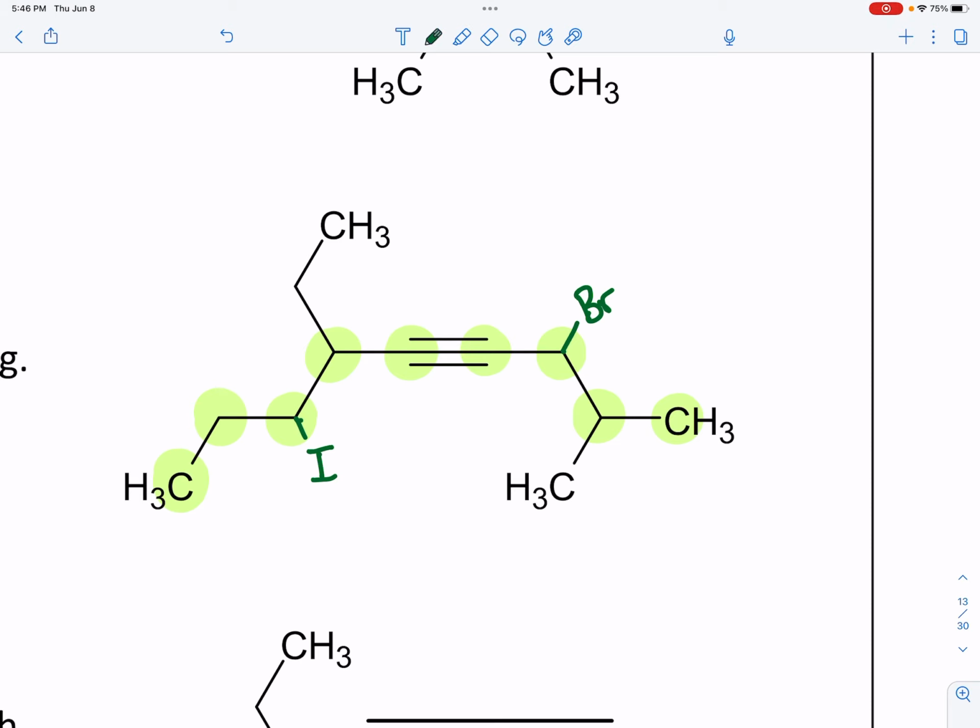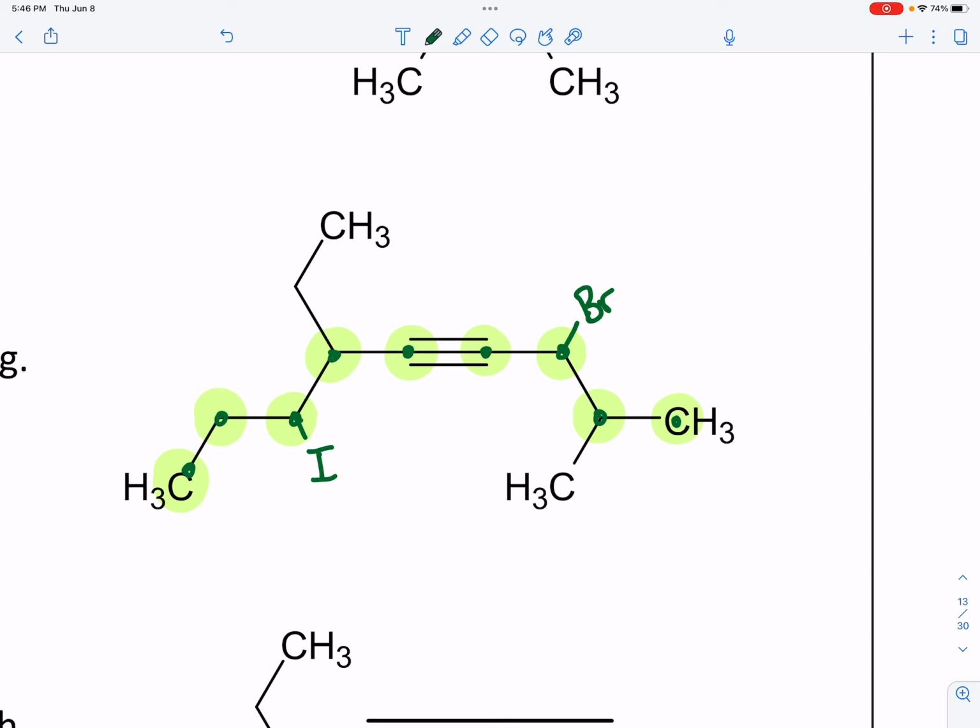People are sometimes confused with the triple bond, how to interpret the carbons. There's a carbon on each side of the triple bond, so keep that in mind. The triple bond has 2 carbons, 1 at each side. So there's 1 carbon, 2 carbons, 3 carbons, 4 carbons, 5, 6, 7, 8, 9 carbons in the parent chain. This is an alkyne, so it's going to end in "yne" in its name. Which end should we number from?